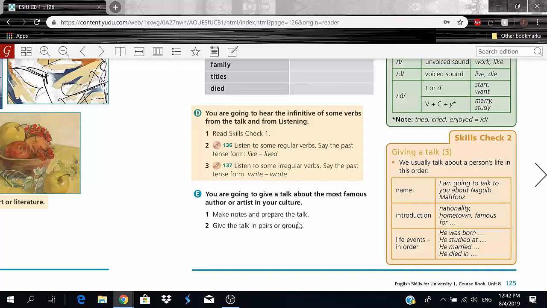Now you can give a talk about the most famous author or artist in your culture, and prepare a talk using this method right here, and check it with your classmates and a teacher, right? Other than that, I'll see you in the next one.